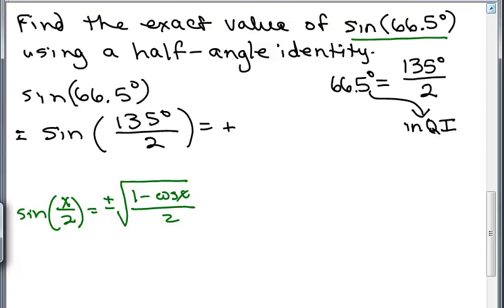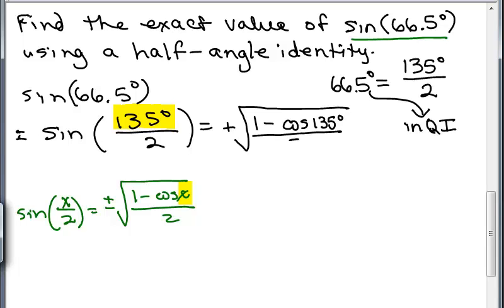All right, so we've decided it's positive. Now we're going to use this formula. But remember, we're going to put in the cosine of 135 degrees, right? That's the important point here. That's what our x is. Okay? So what does this give me? 1 minus the cosine of 135 degrees all over 2. Make sure you put the 2 underneath inside the square root.